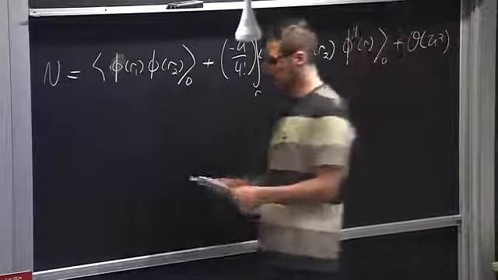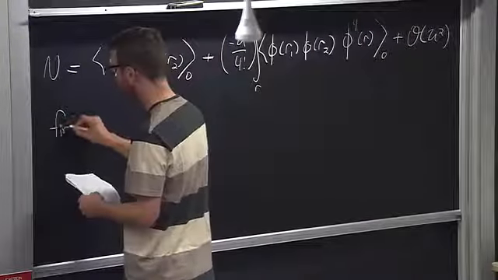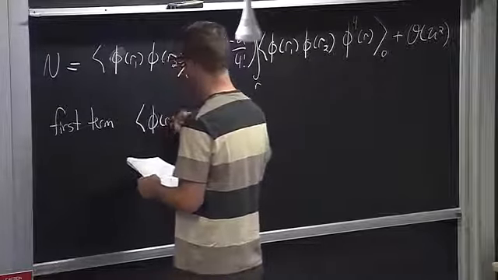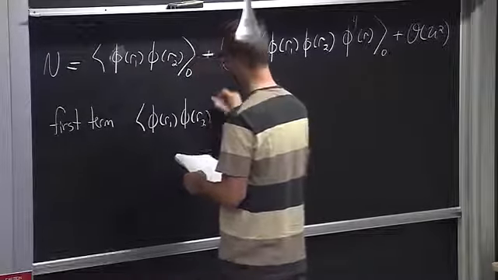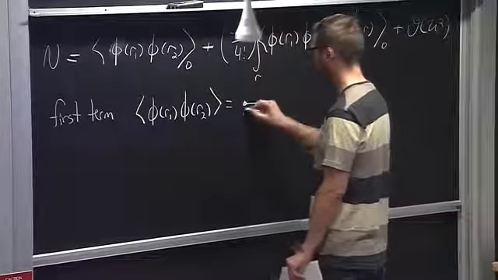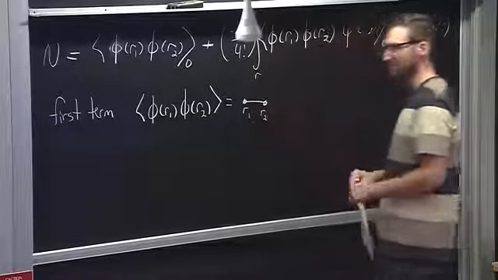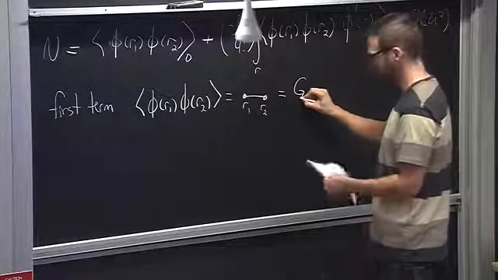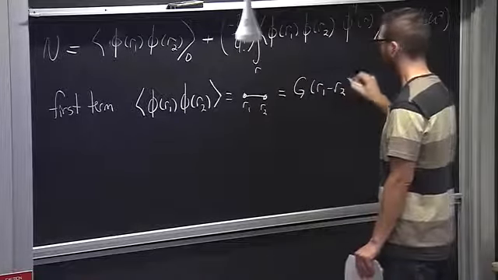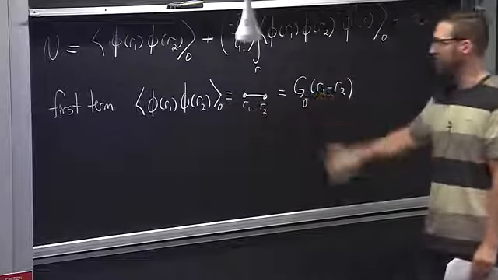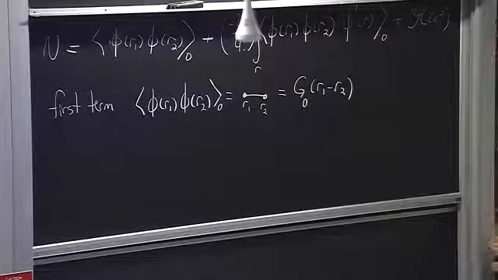So let's do the first term. I've got two fields, R1 and R2. There's one way to connect them. If it's Gaussian here, you could say it's Gaussian there. Oh, that was an easy one.